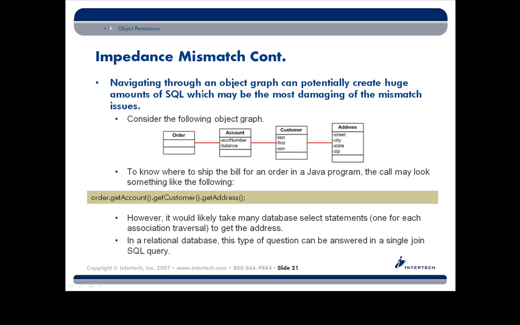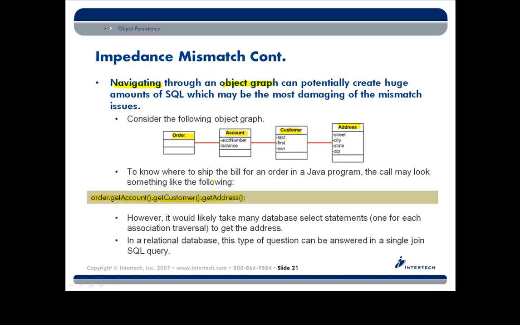One other impedance mismatch issue can be seen through exploring navigation in our object graph. Say, for example, we had an object graph where order was associated to account, which was associated to customer, which was then associated to address. If we wanted to know, for example, where to ship the bill for an order in a Java program, we'd have to do something like this kind of call.